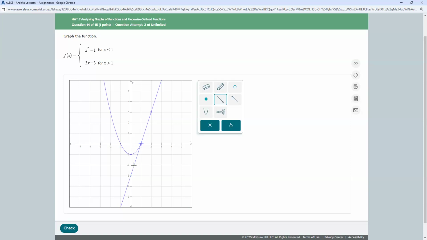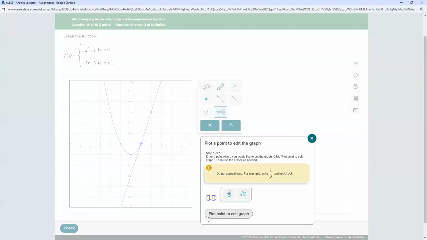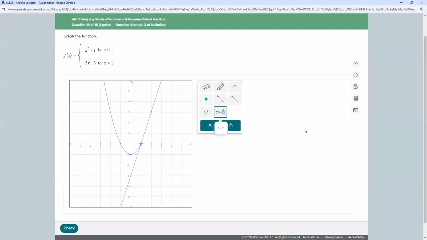But remember, I don't want this end of the line. I can't have this graph and the parabola at the same time. I have to get rid of this portion. So I go for cutting it, but it says, where do you want to cut it from? I want to cut it from this point again, 1, 0. I put 1 and 0 and plot it, and then I go after the eraser and erase the part I don't want. And that is my graph. So let's check it.